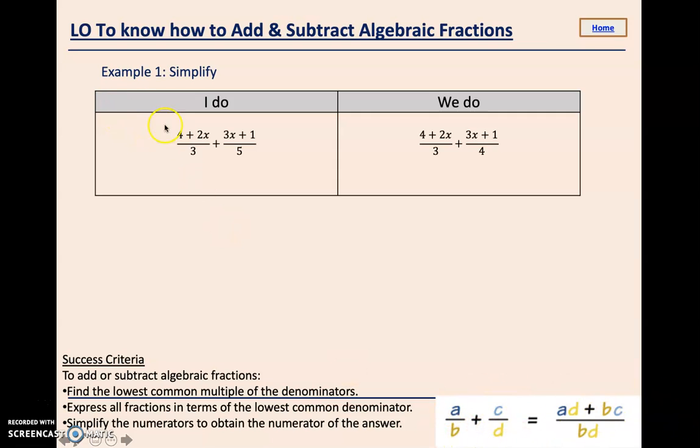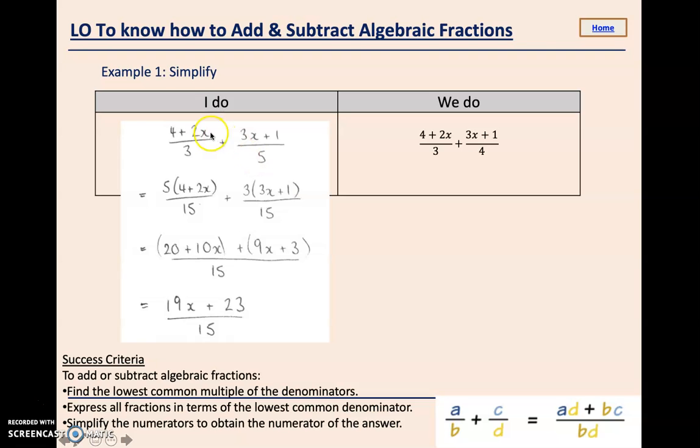We know how to add fractions, and we know that when we add fractions, we need a common denominator. So if we look to add or subtract algebraic fractions, we need to find the lowest common multiple of the denominators. We need to find the lowest number that has both of these. What is the lowest common multiple, essentially? So we know it's going to be 15 here, don't we? We then need to express all the fractions in terms of the lowest common denominator. We then need to simplify the numerators to obtain the numerator of the answer.